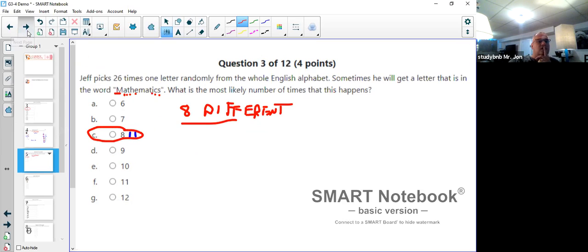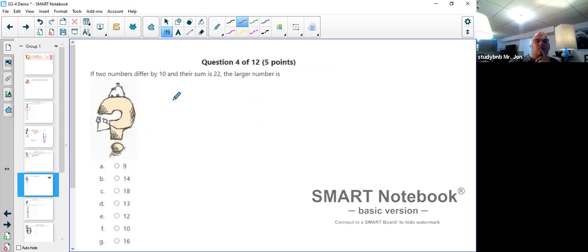Okay. Let's keep going because we don't have that much time left. So, another question. Two numbers differ by 10 and their sum is 22. What's the larger number?